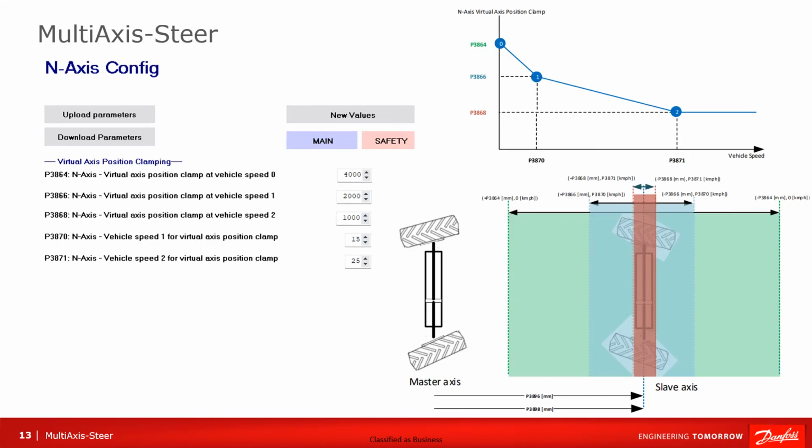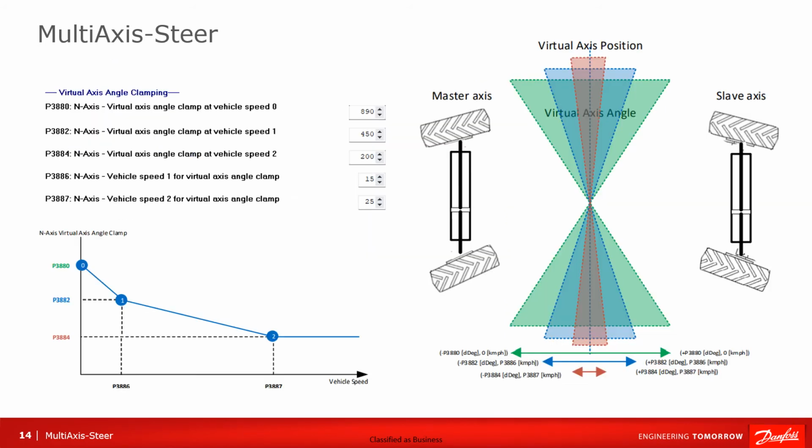The in-axis config page controls the position and angle, clamping and ramping, as well as the closed loop gain, set point clamp, and wheel angle limit. The in-axis position clamping determines how far the virtual axis can move from the original axis at a given vehicle speed, while angle clamping determines what angle can be used at different speeds.